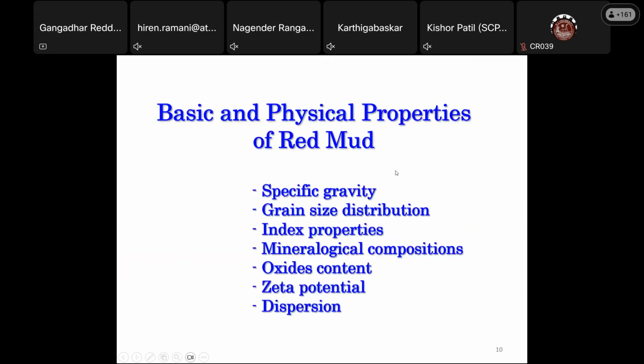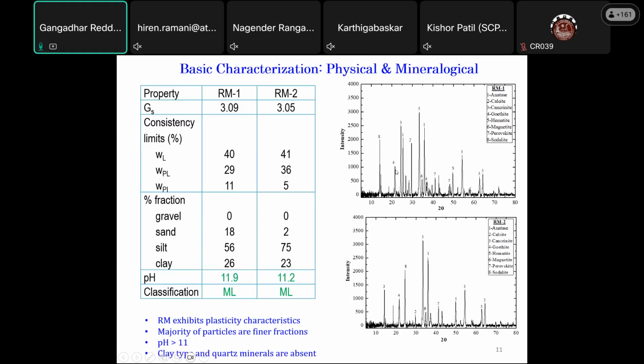So let's see what the basic characterization and properties of each red mud are, and what the classification is. You can see both samples have almost similar specific gravity, almost 3, because of the high amount of Fe2O3 present in the red mud. Obviously, iron has high specific gravity compared to any other element. The liquid limit is in the range of 40, and the plastic limit is in the range of 29 to 36.